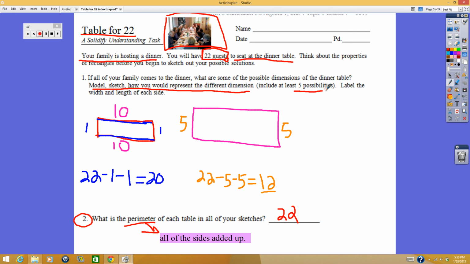Your uncle and aunt are getting upset because they're standing there, hungry, and they need a place to sit down. Anyways, if you have 12 people that need to sit down, and you've got 2 sides left, it's going to be 6 and 6. I hope that makes sense, okay? So for this, don't forget you need at least 5 possibilities. I'm going to be checking for that, okay? You could draw a square, a different size rectangle, it could look like this, whatever, okay?